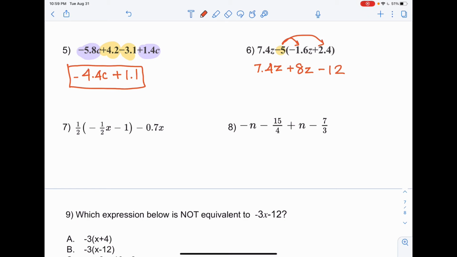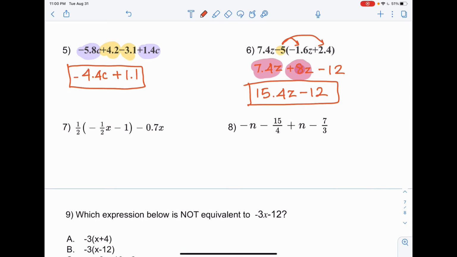Okay, the next step is now we are going to combine like terms. Our like terms are positive 7.4z and then positive 8z. Since both of them are positive, we're just going to combine them, like we're adding them. 7.4 plus 8 will be 15.4, and then z minus 12. And this is it. Well done.